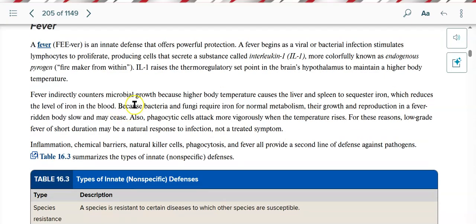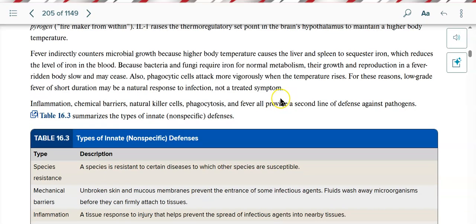Fever indirectly counters microbial growth because higher body temperature causes your liver and spleen to sequester or hold on to iron. That reduces the amount of iron in the blood. Bacteria and fungi need that iron for normal metabolism, so their growth and reproduction in a fever-ridden body will slow down, may even stop. So you're just trapping the iron when you have a fever to keep the pathogens from being able to get to the iron to use it.